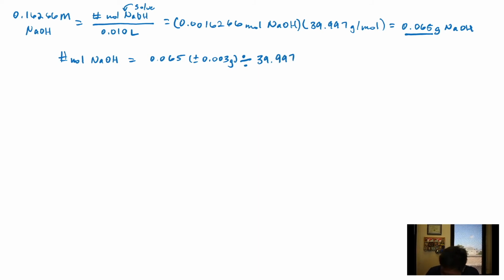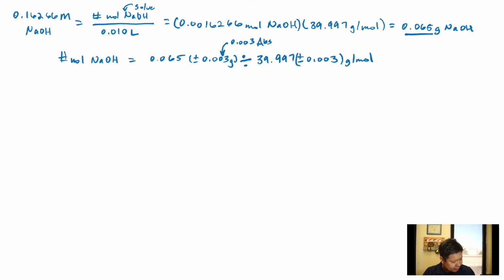997 plus or minus 0.003 grams per mole. Remember, that's how we figure out the number of moles of something. We take the number of grams and we divide it by the formula weight. And so again, just recall, the sodium hydroxide that was used to make this sodium hydroxide solution was weighed on a balance that had an uncertainty of 0.003. That's its uncertainty right there, the absolute uncertainty for the balance.